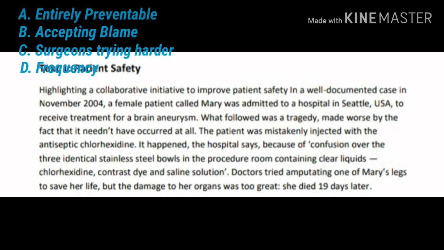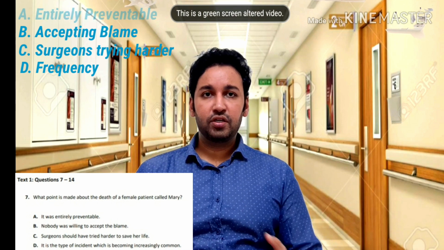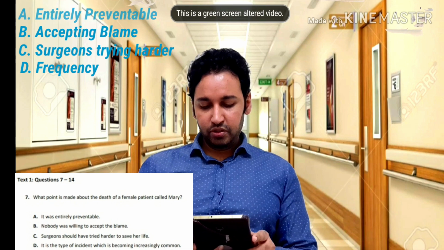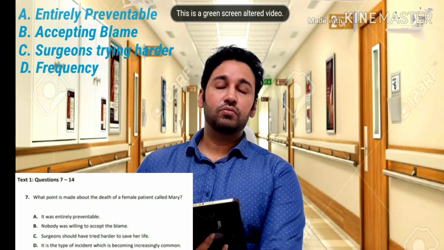Doctors tried amputating one of Mary's legs to save her life, but the damage to her organs was too great. She died 19 days later. So as you can see, none of the options are matching our answer, because the other option was nobody was willing to accept the blame.